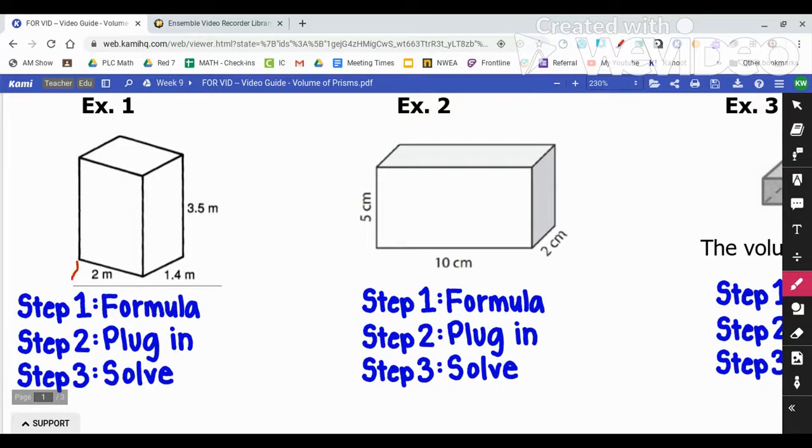The first thing that I do is I label my length, width, and height. Now for a rectangular prism, it's okay to label these differently than me. The reason I do it is so that later when I need to plug into my formula, it's easier for me to find those numbers.